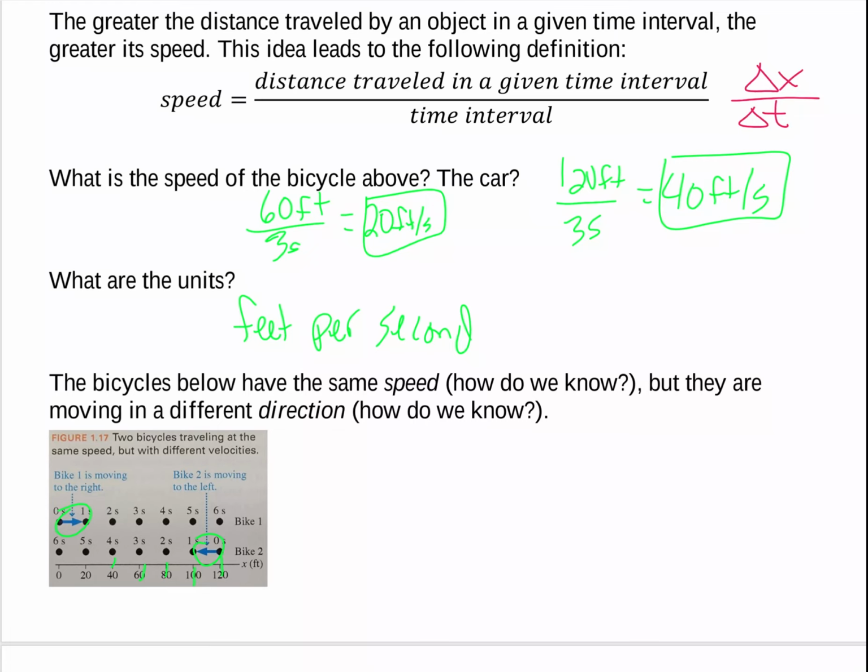So that's helpful. So let me write those down. We have dots equally spaced. We have the arrows, as we talked about, and we also have the labels for the seconds. So those three things are clues for us to tell us that the bikes were moving at the same speed, but opposite directions.